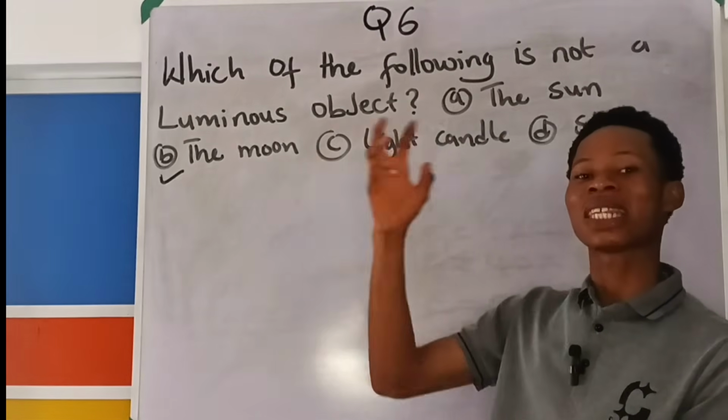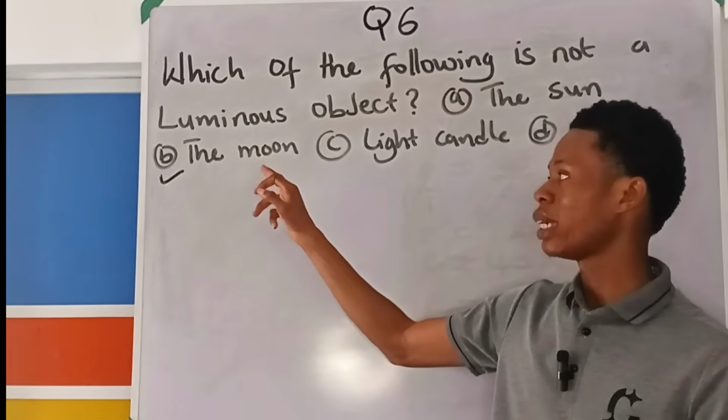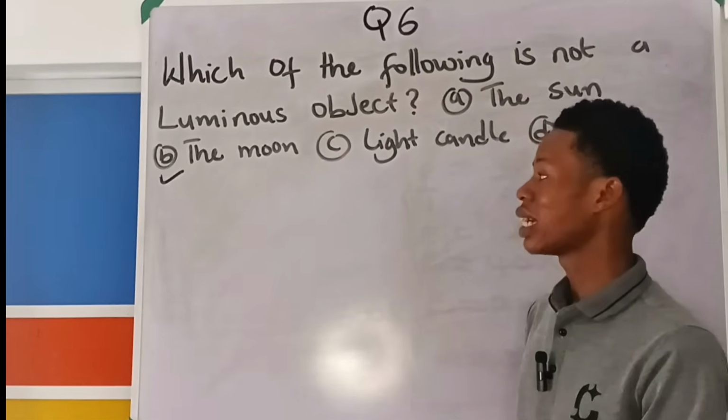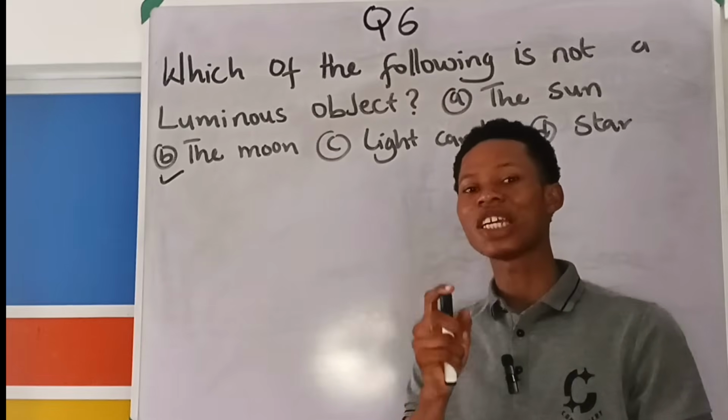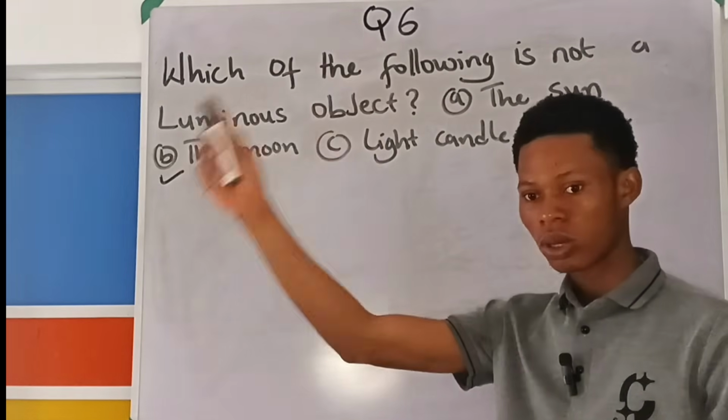Instead, it reflects light from the sun. Do you understand? So the moon does not have its own light. Instead, it reflects light from the sun. That is why the moon is not a luminous object.